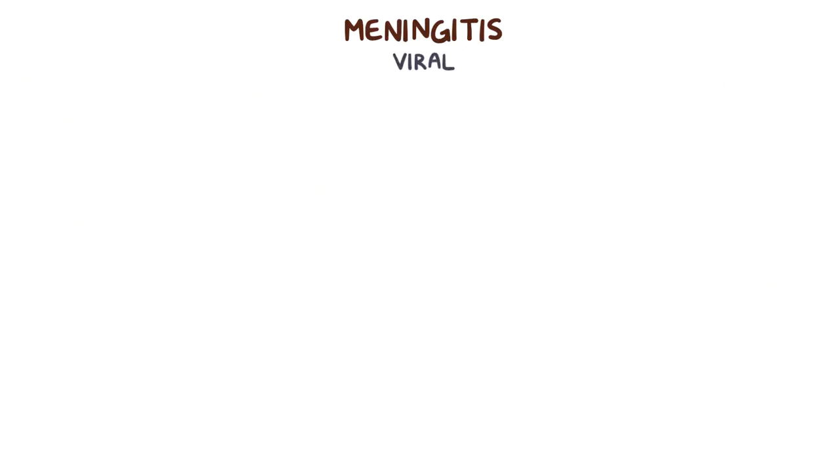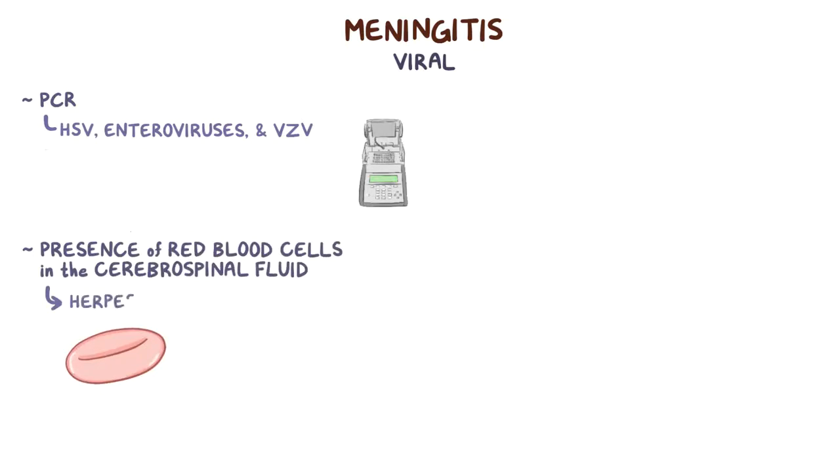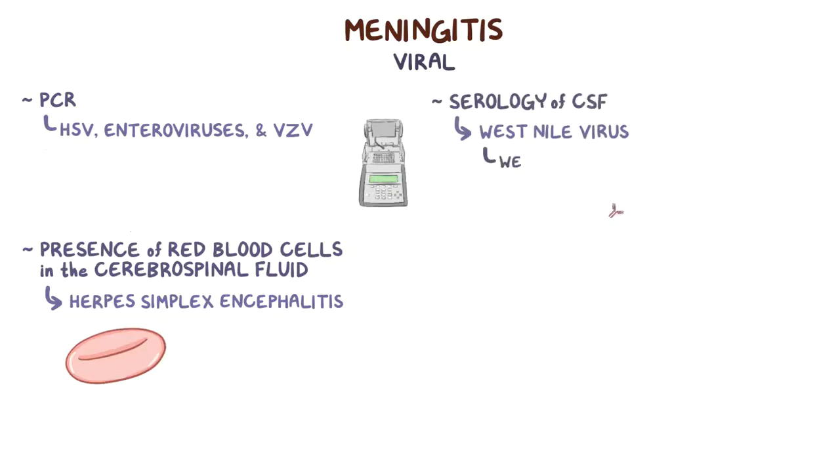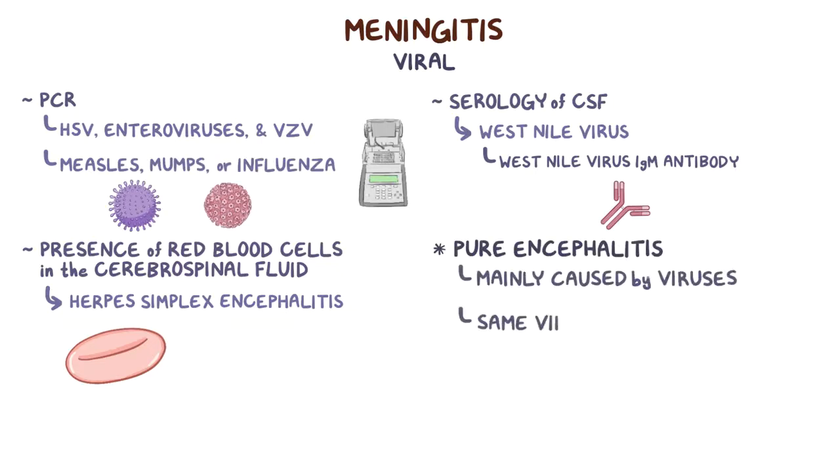To look for viral meningitis, PCR for HSV, enteroviruses, and in some cases VZV can be done. Also, the presence of red blood cells in the cerebrospinal fluid suggests herpes simplex encephalitis. Additionally, if West Nile virus is suspected, then a serology of the cerebrospinal fluid is obtained for the West Nile virus IgM antibody. In the right clinical context, PCR for other viruses like measles, mumps, or influenza may also be obtained. Finally, since pure encephalitis is mainly caused by viruses, the same viral investigation sent for meningitis can be sent in those individuals.